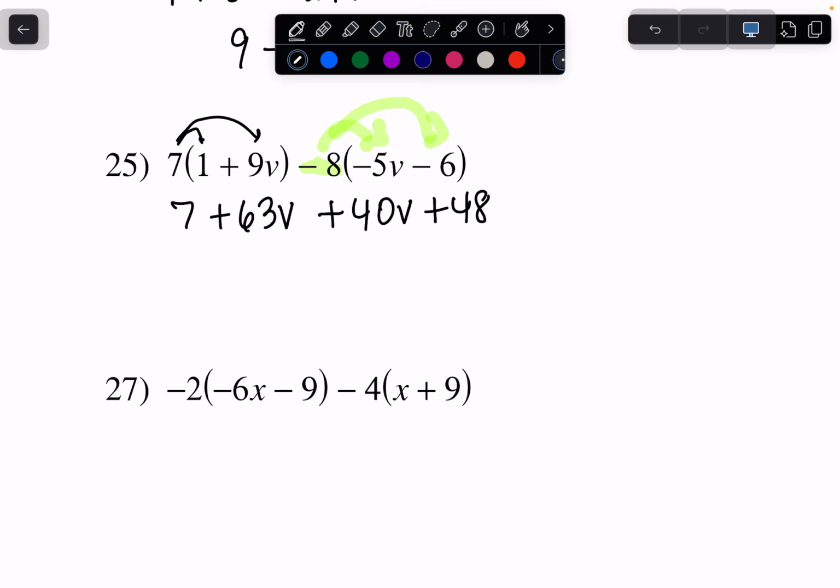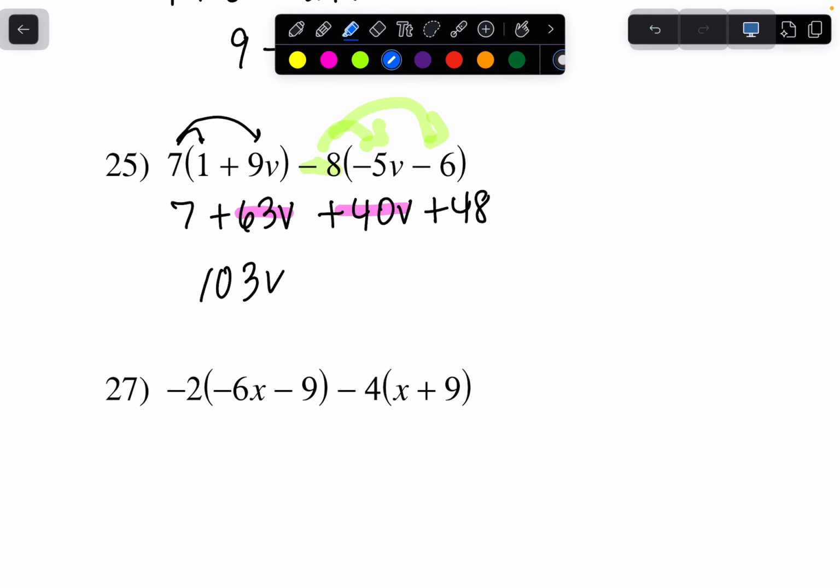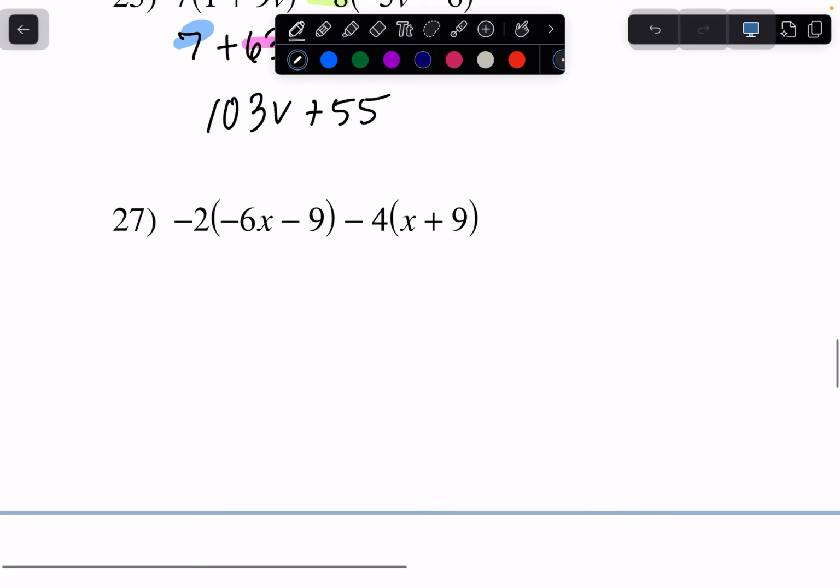And then combine like terms. Now I go with the highest power variable first, but the order doesn't matter in addition. 63v plus 40v is 103v. And then finally here, we've got a 7 plus a 48, which is a 55. And then you can't do anything else. Don't try to do anything else. That is just an expression, and we don't know any more about it because we don't have any more information. So it is what it is. And then let's do 27, and then you have the rest of class to work on this.